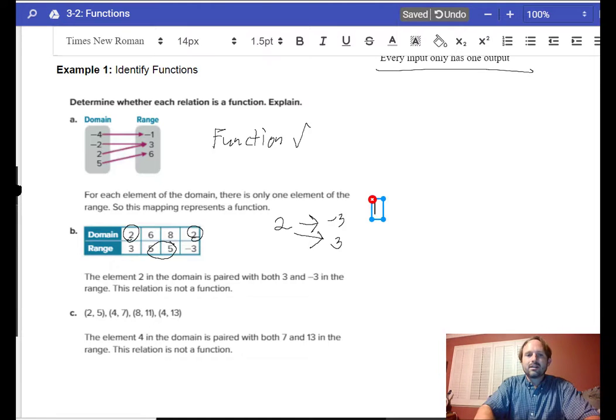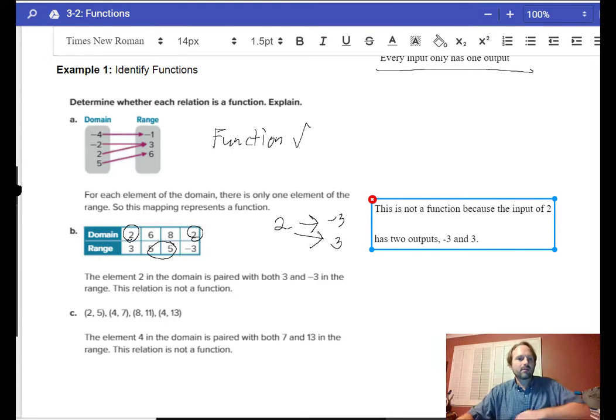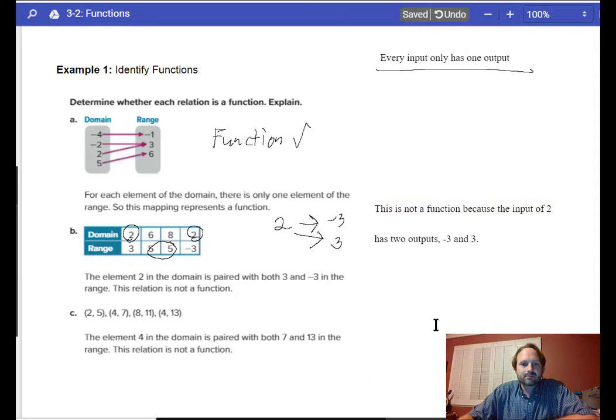So this is not a function because the input of 2 has two outputs, -3 and 3. There we go. Let's look at the last one.